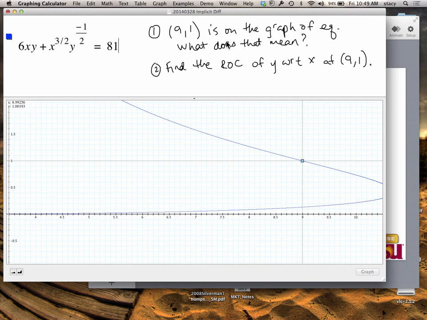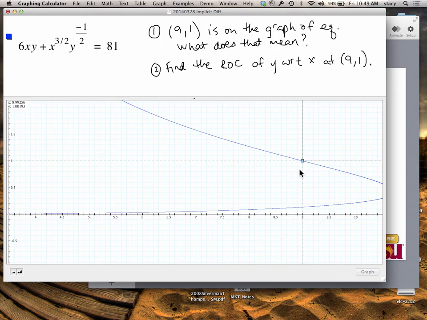Did everybody hear that? Okay, so saying that a point is on the graph means that if we plug in the x-coordinate and the y-coordinate of that point, then it will satisfy the given equation, meaning it makes that equation true. Okay?